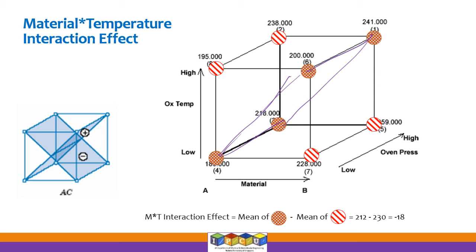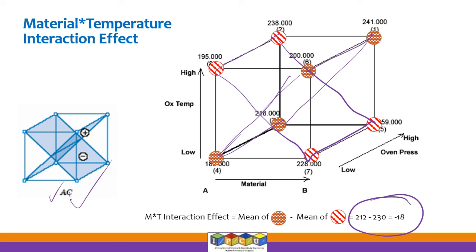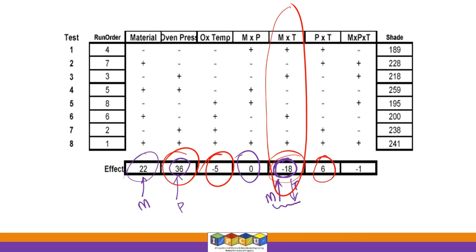So this is this plane, and then the other plane you will get by combining these 4 readings where m times t is -1. And then you do the averages and you subtract one average from the other, you will get the other interaction effect, which is equal to -18 in this case. So this is also shown here. A is material and C is temperature according to this representation, right? So basically, you will get the same readings as you got here, -18 for m times t.